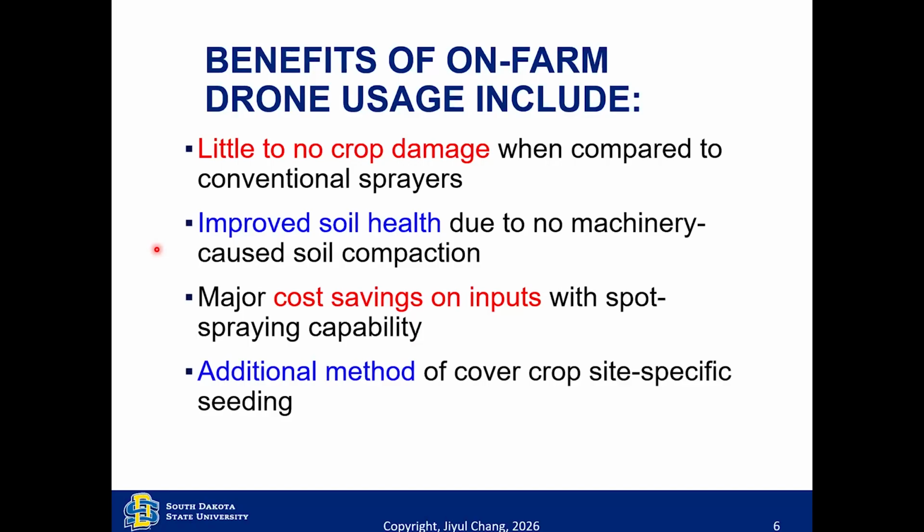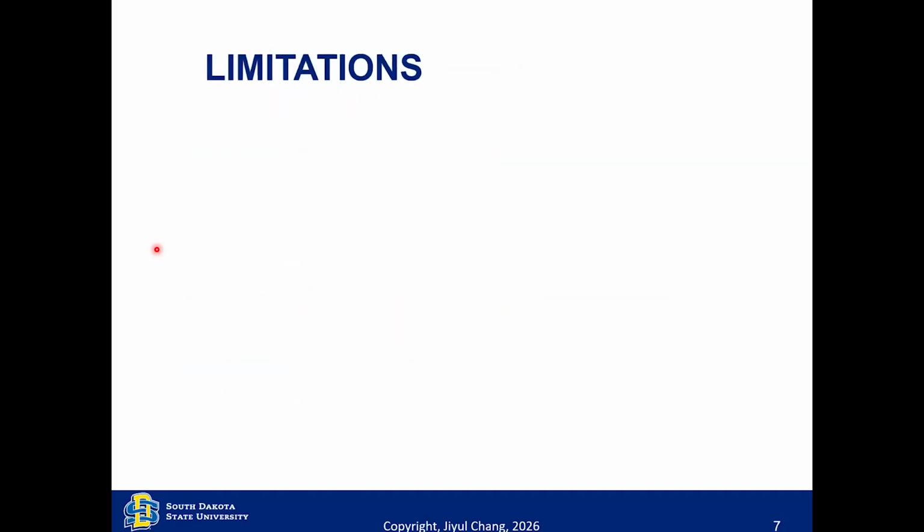Also, you can use a drone as an additional method for site-specific seeding of cover crops. If we just broadcast the cover crop seed over the whole field, we can use a tractor. But if we want to seed different cover crop seeds in different areas, then you can use a drone very efficiently. So these are the benefits. The next topic is the limitations.